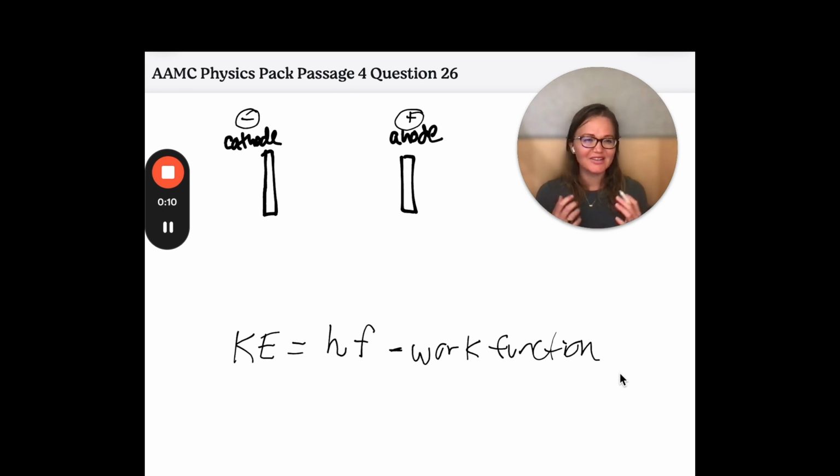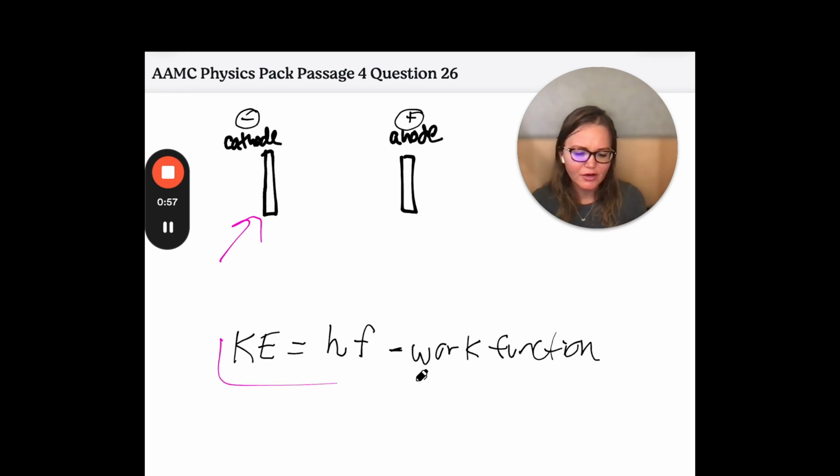So this is a continuation of passage 4, and specifically a focus on the photoelectric effect. Go ahead and review question 25 if you haven't already to make sure you understand the photoelectric effect. But in terms of this question, what are we talking about? Well, we have our cathode and our anode, right? And the question is, if we have more photons hitting this metal cathode with energy that's above its work function, above the amount of energy needed to eject electrons from that metal, will it increase the number of electrons ejected?